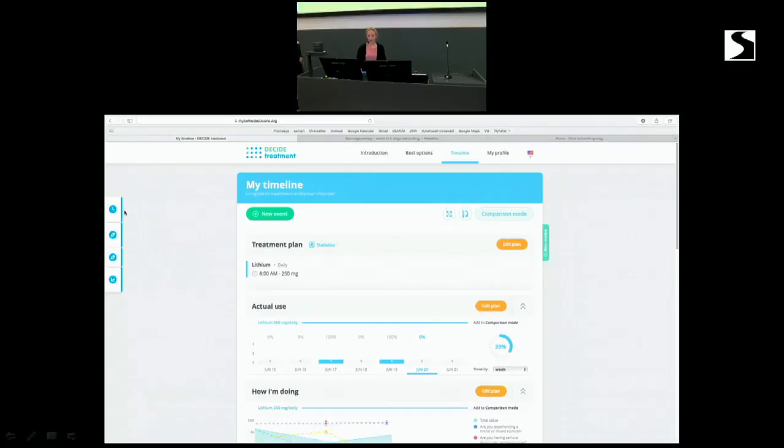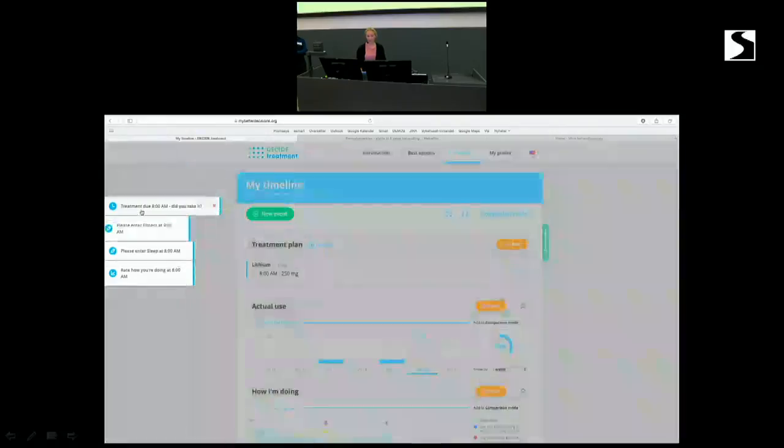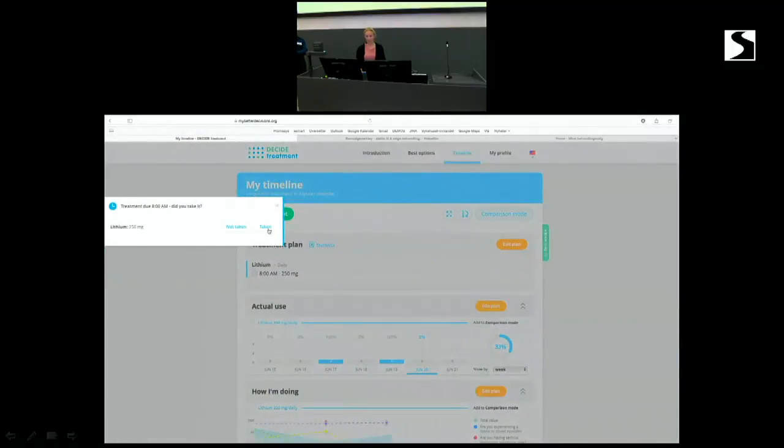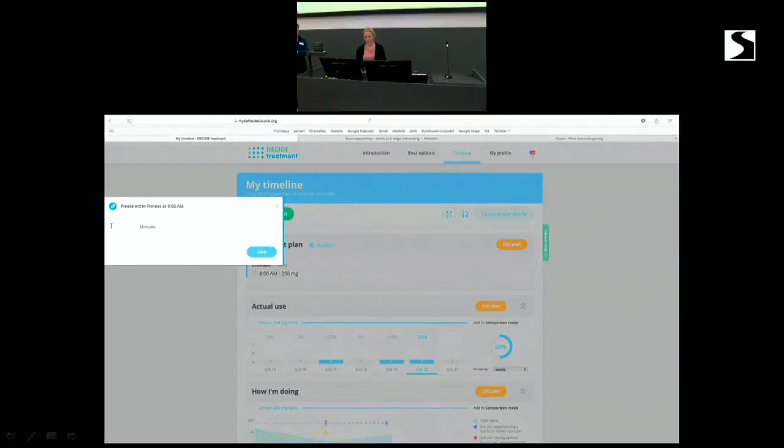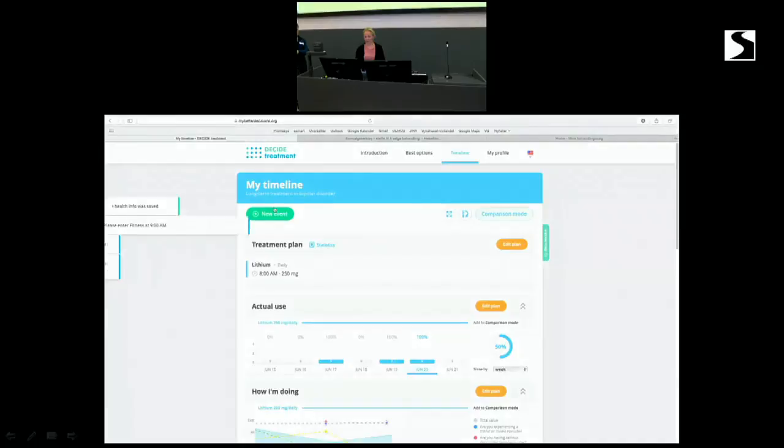So as you can see here, a little notification came. I have the same one on my phone on the app. And here: did you take your treatment today? Yes, it was taken. And then, did you do your fitness today? Or maybe the patient was jogging this morning, 60 minutes. And now we can see here that the patient has already taken his medication. So here we can see the actual use, or the compliance, to the medication.